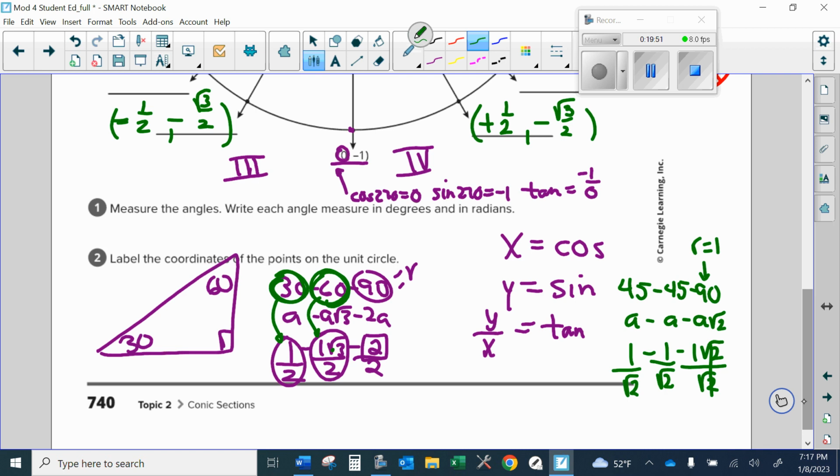Remember, I can't leave it as 1 over root 2. I need to rationalize that. So multiply root 2 over root 2, and I get root 2 over 2. So each of these is root 2 over 2. Every time, on every 45, it's root 2 over 2 for both the x and the y coordinates. The only difference is what sign, based on the quadrant.